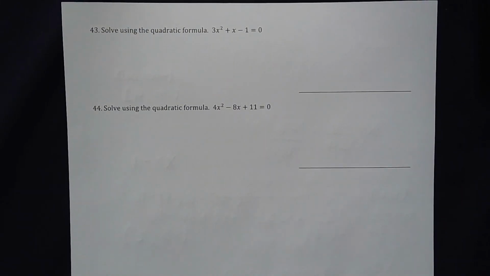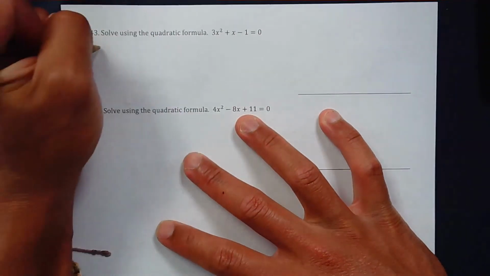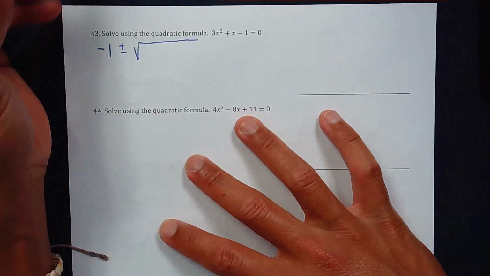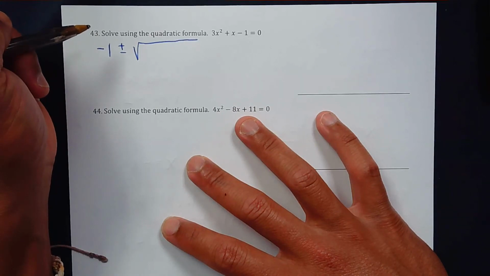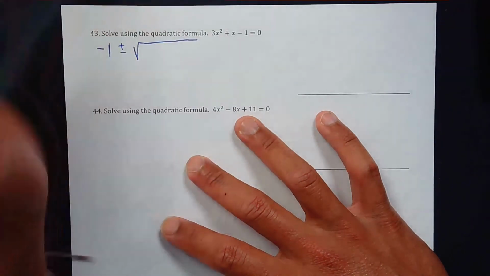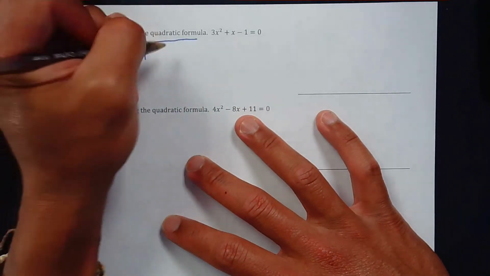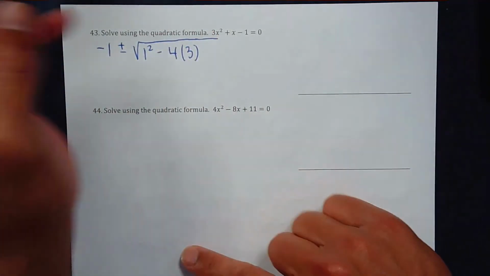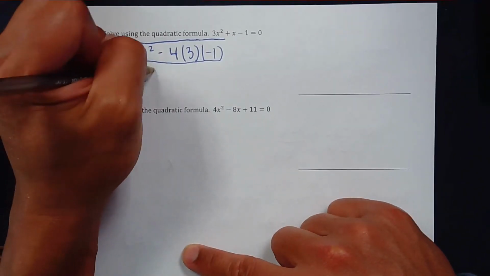All right, hallelujah. We are almost done. 43 and 44. Let's get to it. Quadratic formula. Negative b, that's going to be negative 1 plus or minus the square root of b squared. Our b is 1. I don't know why that took me so long to figure out. Sorry, I'm losing it over here. 1 squared minus 4 times a, which is 3, times c, which is -1, all divided by 2 times 3.